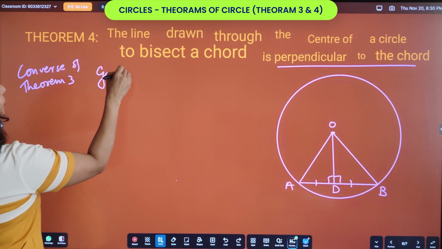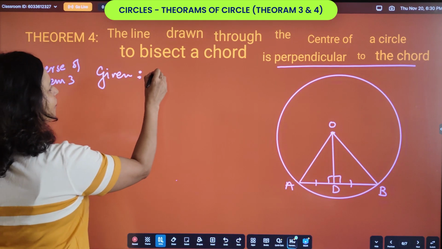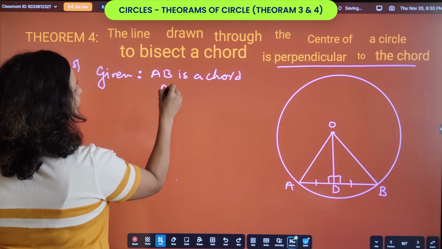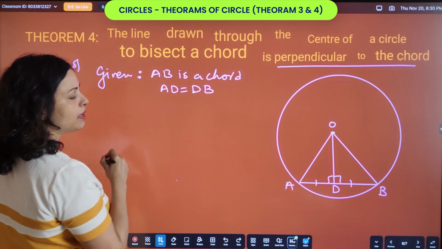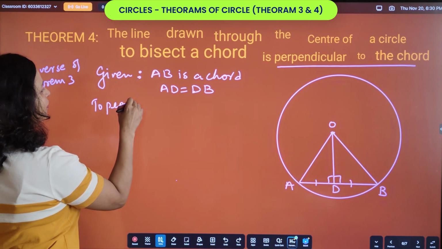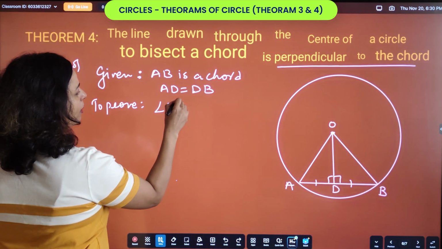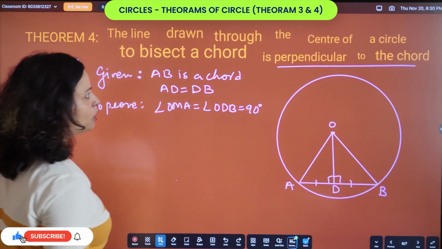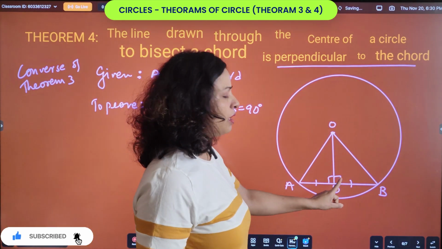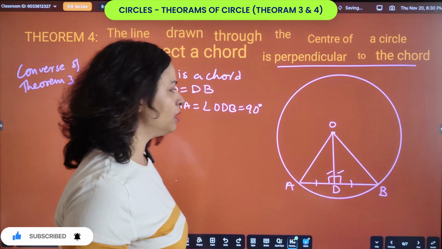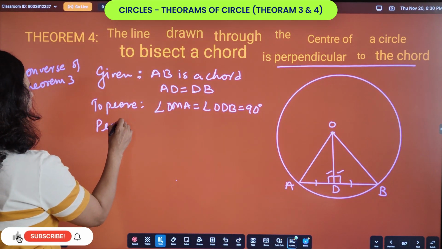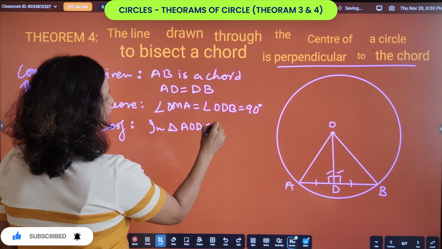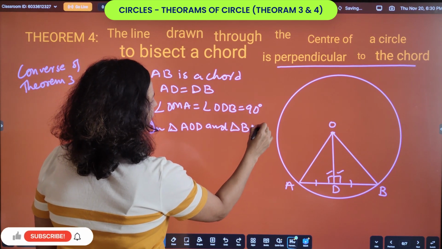So here what is given? It's given AB is a chord and AD is equal to DB is given to us. So what we need to prove? Angle ODA is equal to angle ODB is equal to 90 degrees. So basically we need to prove that this line is perpendicular to the chord. So we need to prove these two angles to be 90 degrees. Again here we will go with the congruency. We will take the same triangles, triangle AOD and triangle BOD.